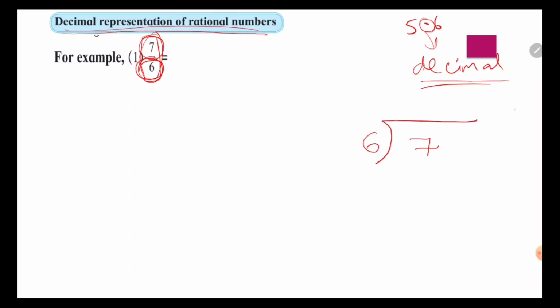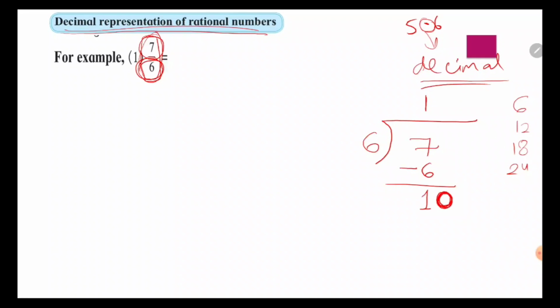If I write the 6 table: 6, 12, 18, 24. I can't see 7 anywhere. So I'll just write 6. 6 ones are 6, and we subtract it. The answer will be 1. Now we don't have 1 in the 6 table. Here we can see there is no 1 in the 6 table. But now what we have to do is add a 0 from our side.